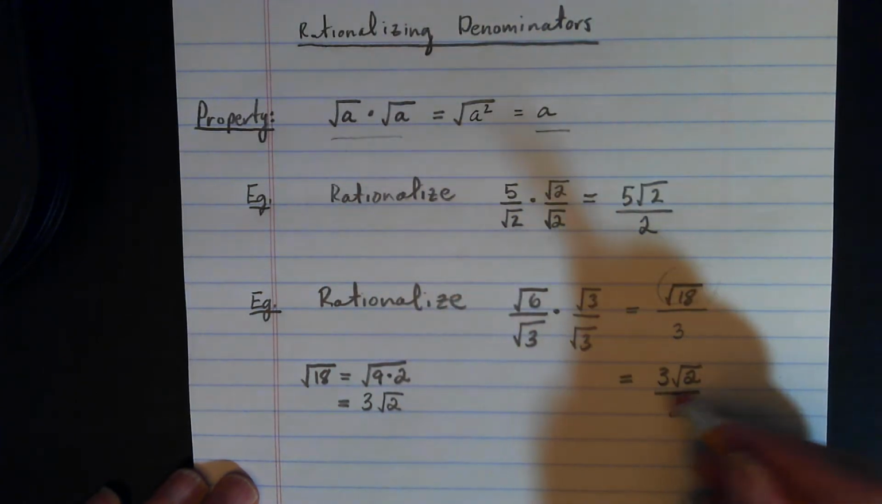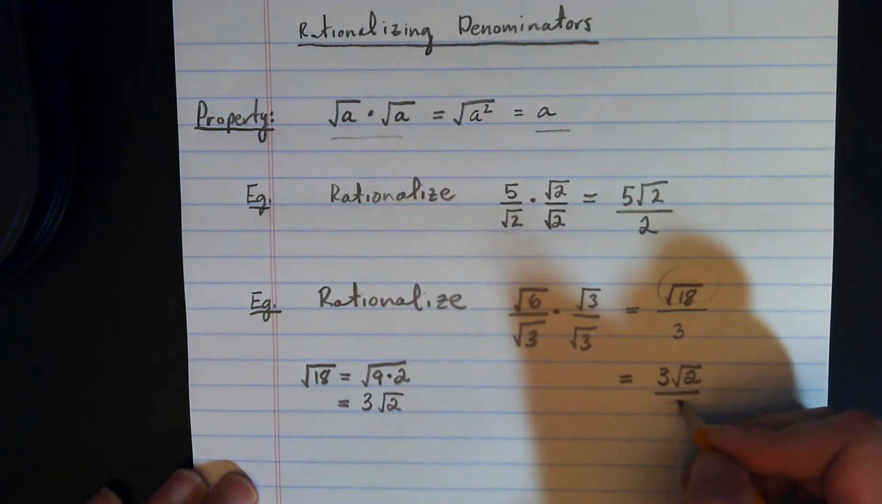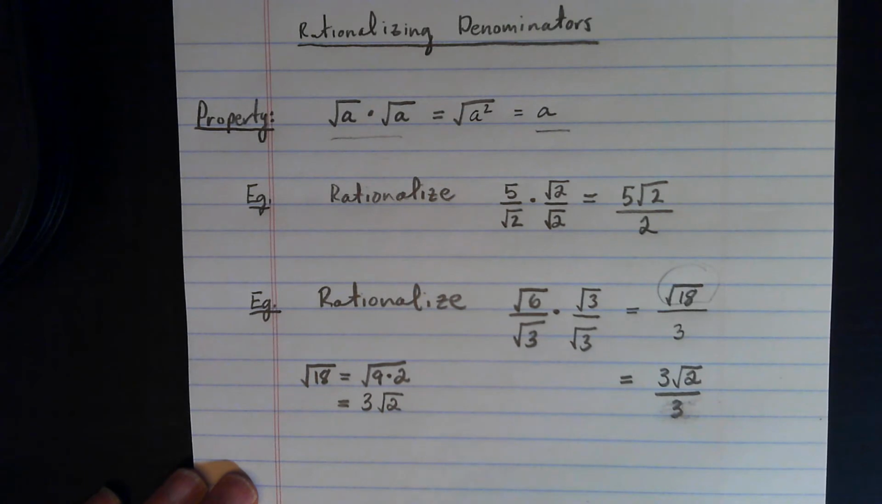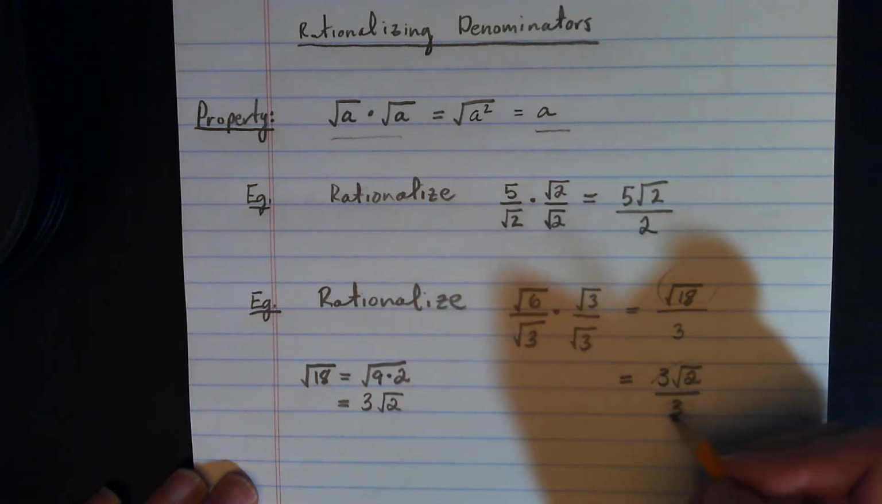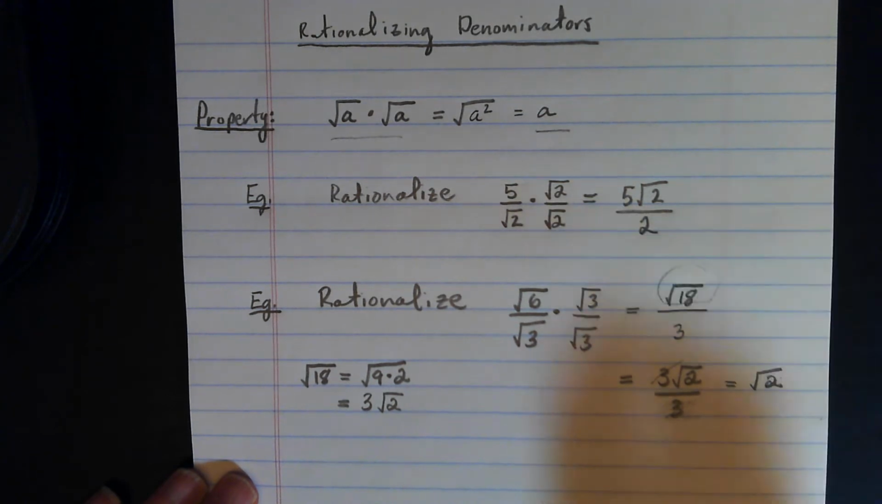Divided by 3. Just noticing that altogether in this question, what's going to happen here now? Well, now we can cancel common factors, and we're just left with the square root of 2.